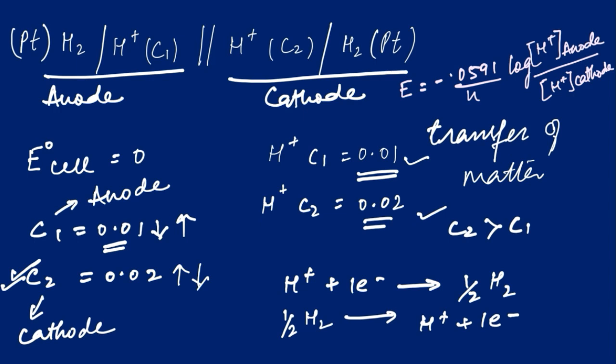Both the half cells consist of the same electrode, same electrolyte solution. So the standard reduction potential of both the half cells is same and therefore E naught cell becomes 0. That is, E naught cathode minus E naught anode is equal to 0, because both the cathode and anode are made up of the same material and the same electrolyte solution. And when the concentration in both the half cells becomes the same, the flow of current stops.